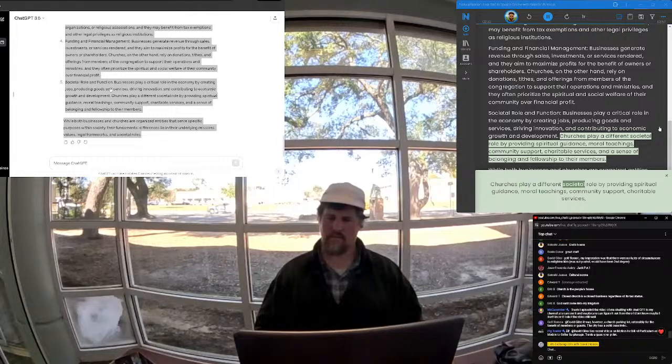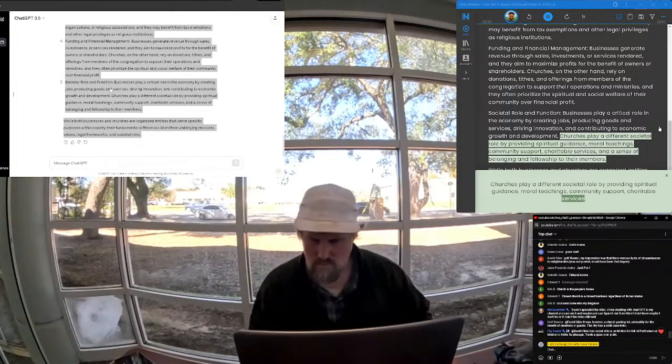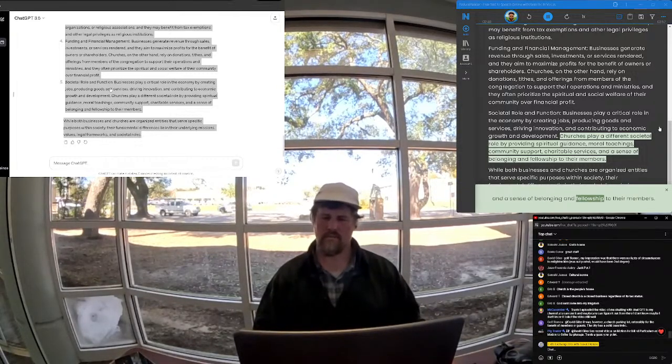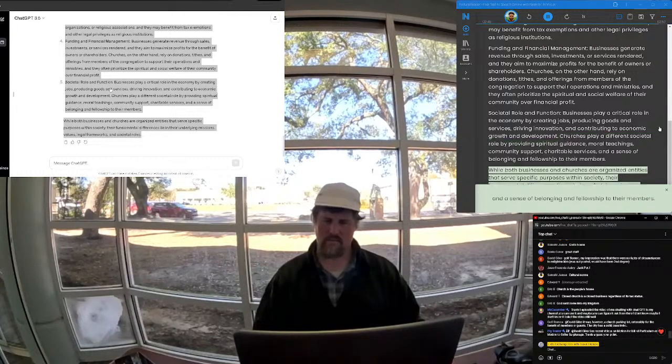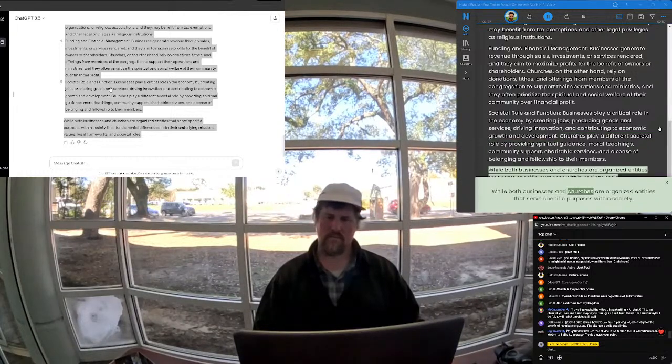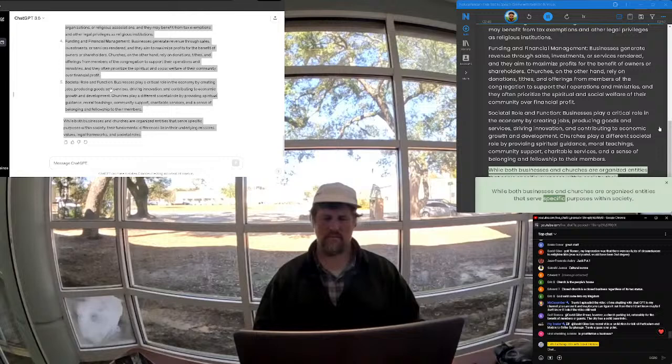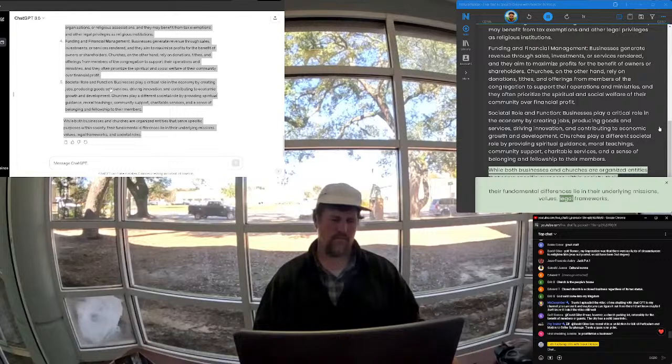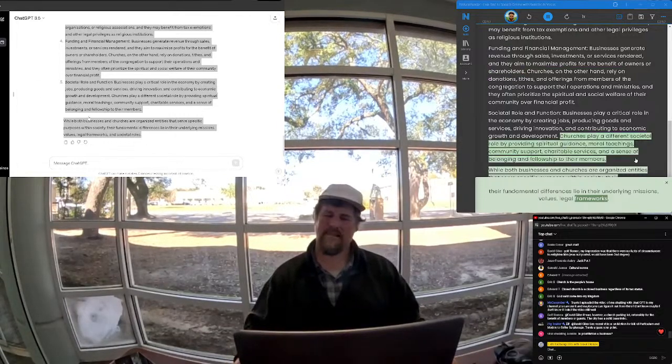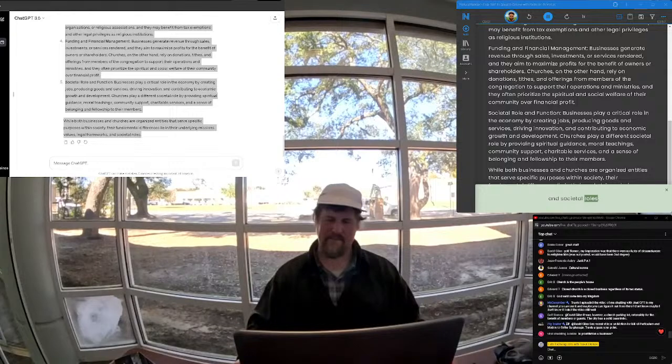Churches play a different societal role by providing spiritual guidance, moral teachings, community support, charitable services, and a sense of belonging and fellowship to their members. While both businesses and churches are organized entities that serve specific purposes within society, their fundamental differences lie in their underlying missions, values, legal frameworks, and societal roles.